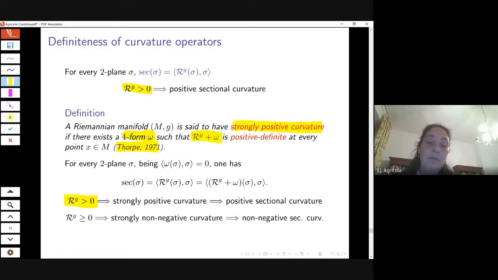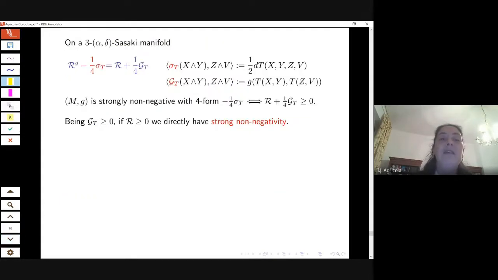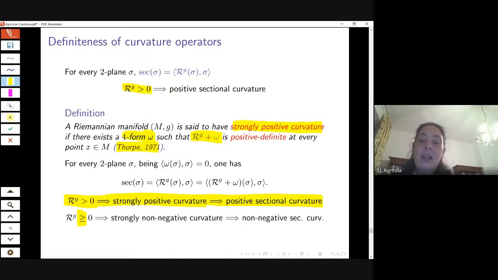So we have the following inclusions or implications. If R_g is positive, that means strongly positive curvature, then I have positive sectional curvature, and the same for larger or equal to 0. In fact, we investigated when this is the case for phi alpha delta Sasaki, and here comes the motivation. On a phi alpha delta Sasaki manifold, I can control all these terms, because if you look at it, you see that this sigma_T appears here. So the manifold is going to have strongly non-negative curvature with respect to this particular four-form. So remember, in the definition here I have any omega.